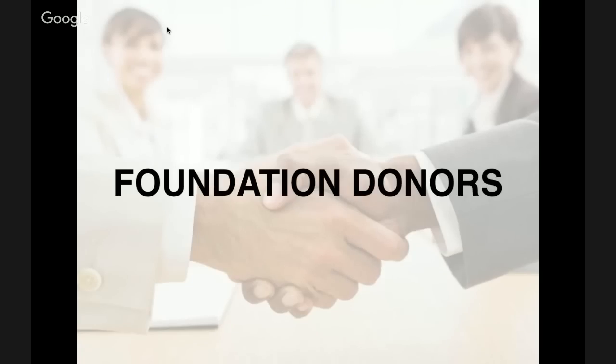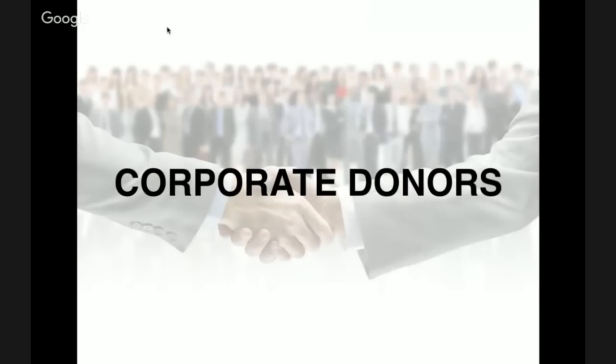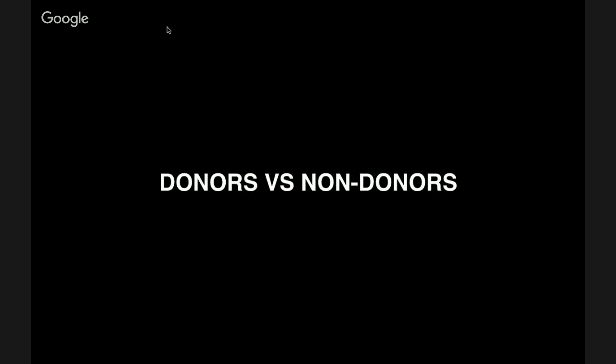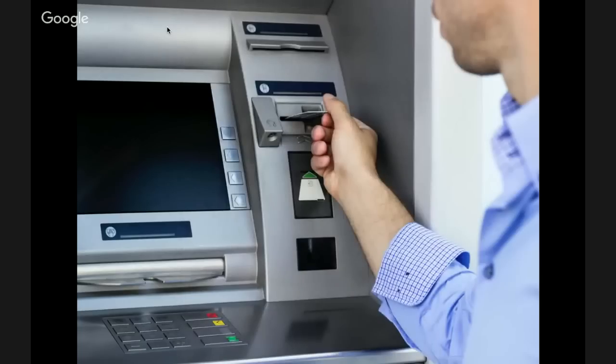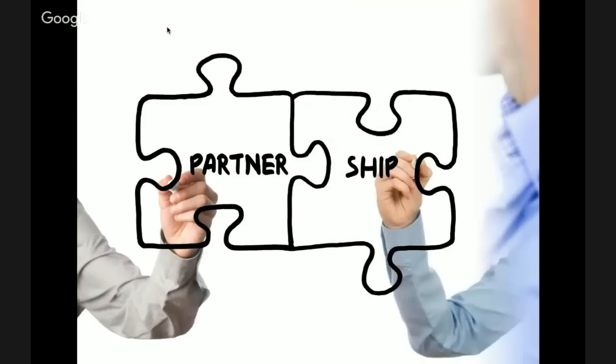My apologies. All right. So we discussed individual donors, foundation donors, and corporate donors. So now let's talk briefly about donors versus non-donors, because this is very, very important. The reason why it's important is because I want to draw the distinction between transactional giving and partnership giving. Right? This is the ATM machine. This is what you would call transactional giving, and this is a partnership, two people coming together.